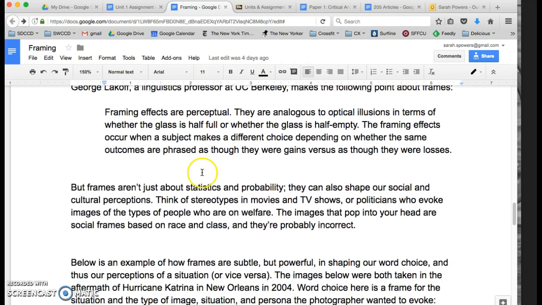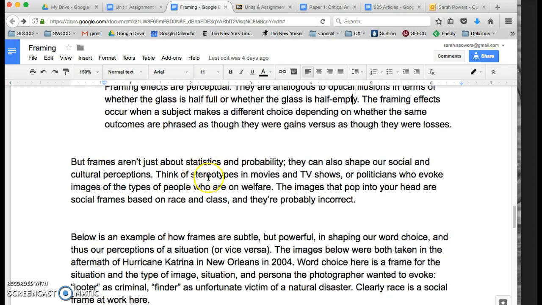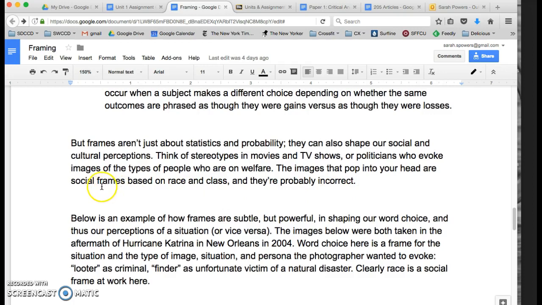So when we make choices, we are often basing them on what we could call stereotypes. But these are social frames. A stereotype is a social frame. It's the way that we think about the world. Politicians like to evoke the images of the types of people who are on welfare, and the image that pops into your head, that's a social frame. It's based on race, it's based on class. It's also probably incorrect. More recent studies have shown that the largest percentage, race-wise, of people on SNAP food stamps is actually white people. But that's not necessarily the social frame that we have been conditioned to have in our head.